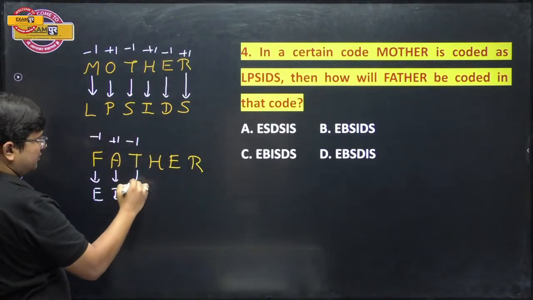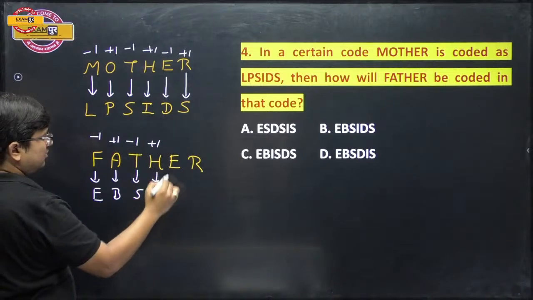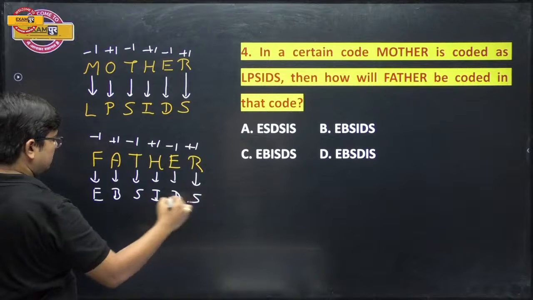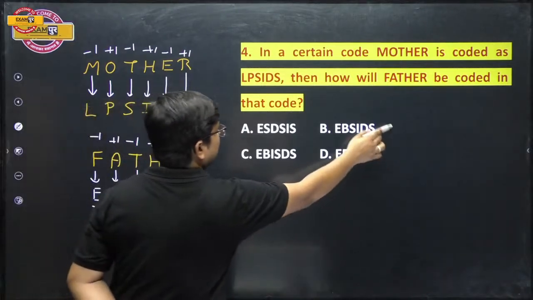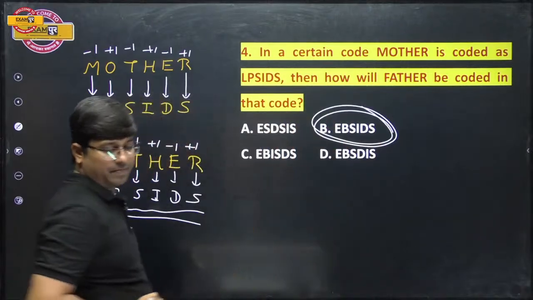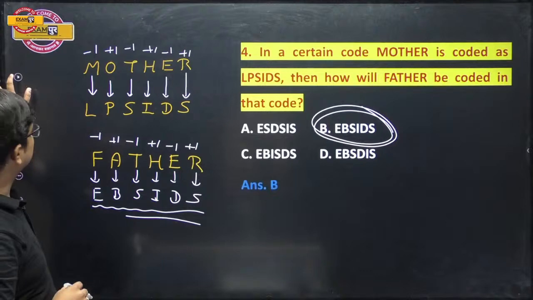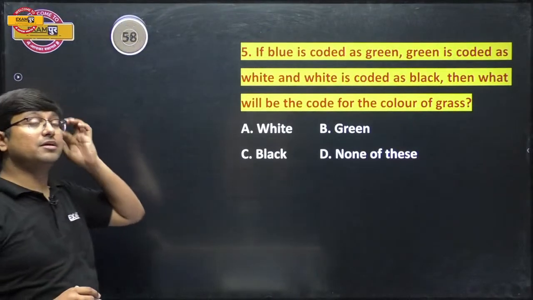So T minus 1 is S, H plus 1 is I. E minus 1 is D, and R plus 1 is S. So EBSIDS. Okay, answer is option number B. Alright everyone, the correct answer is option number B. So this is how you will answer. Next one, quickly.